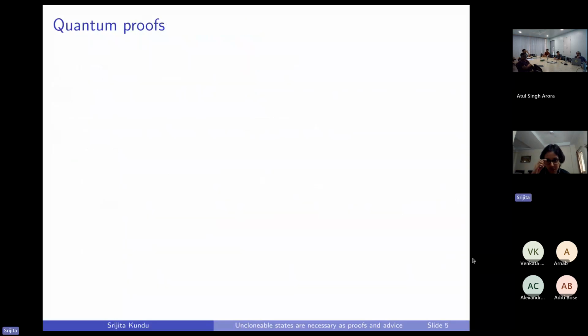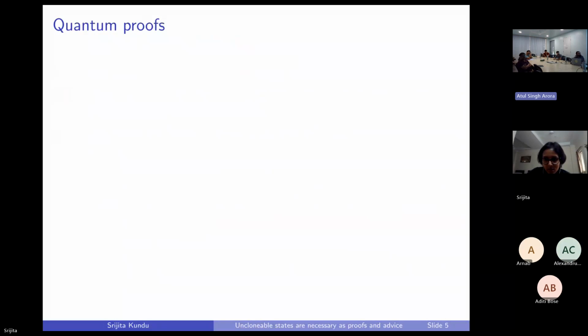Okay, so now I'll explain what quantum proofs and advice are. Sorry, before we move on, just a quick question about the result. Is there any inherent barrier to proving the first two results, the decision results, unconditionally? Yes, there is. Okay, which I guess you'll explain later. Okay, so I'll wait. Yeah.